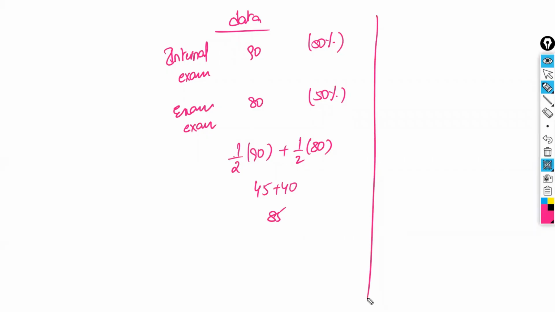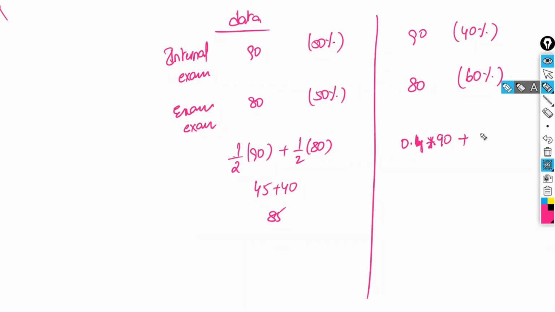For example, the same internal exam is 90 and the same external is 80, but this time the weightage of the internal exam is 40% and the weightage of the external exam is 60%. Both of them do not have the same weightages. Then what is the meaning? It is 0.4 into 90 plus 0.6 into 80. That is 0.4 into 90 is 36, plus 48, which is nothing but a cumulative 84.